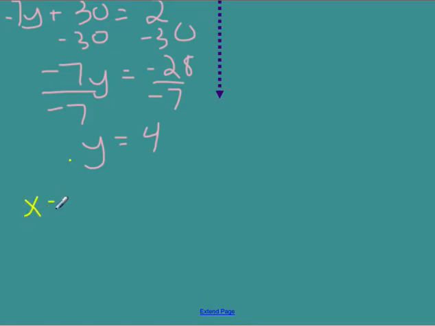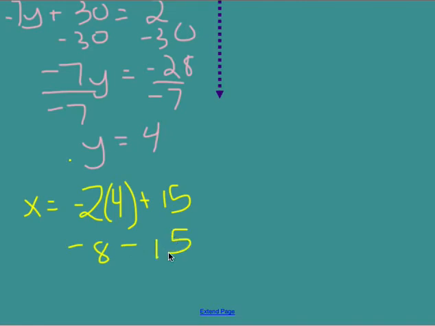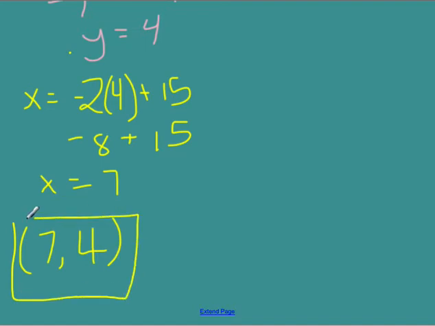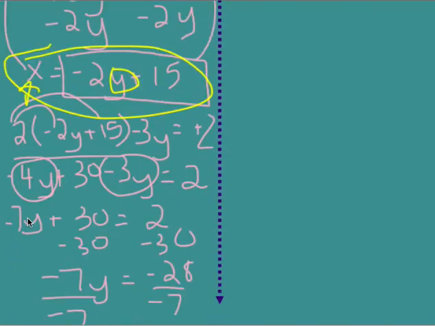So now I know that y is equal to 4. From that solved equation, I'm going to take y out completely and put 4 in instead. So negative 2 times 4 is negative 8 plus 15. Negative 8 plus 15 is going to give me 7. Then when I put those as a coordinate point, first I write my x and then I write my y. So 7, 4 is my final answer for number 3.